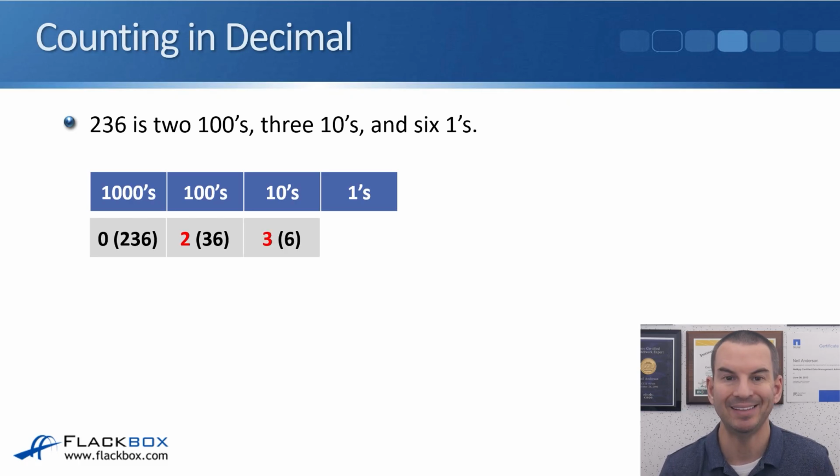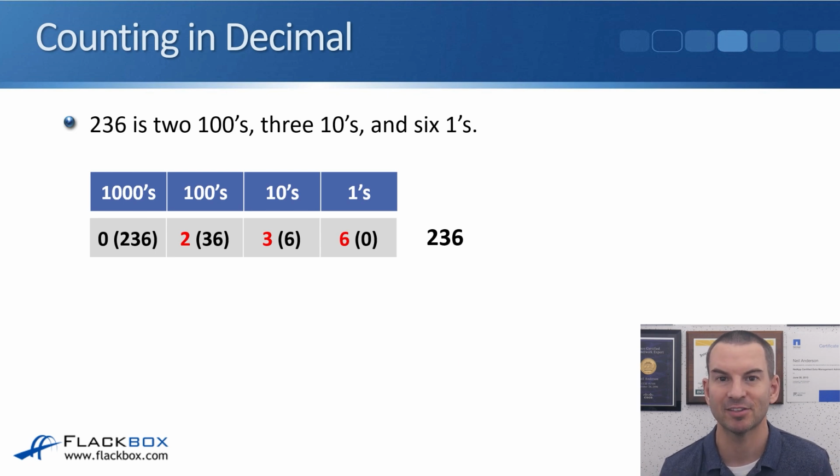Next up, how many 10s can we fit into the 36 that was left over? We can fit 3 10s into 36. That leaves us with 6 left over. And then how many 1s can we fit into 6? That's obviously 6. So that gives us the number 236, which is how we would write that down.